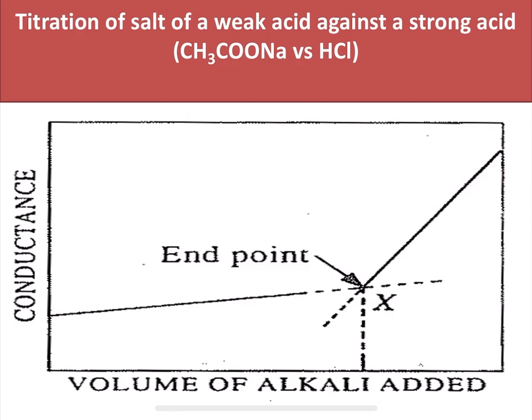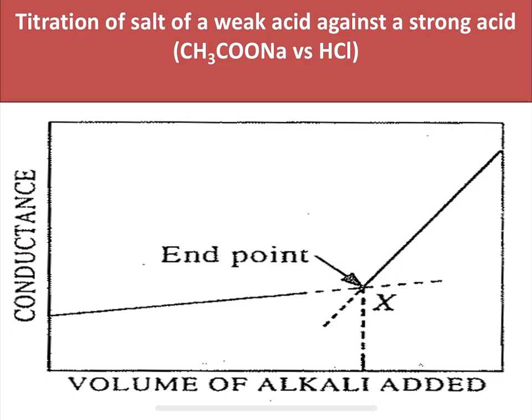Hence the end point can be obtained by plotting a graph with conductance on the y-axis and volume of alkali added on the x-axis. Okay, so two straight lines are obtained and the point of intersection gives the end point of the reaction. Okay, so the procedure for this experiment is the same.